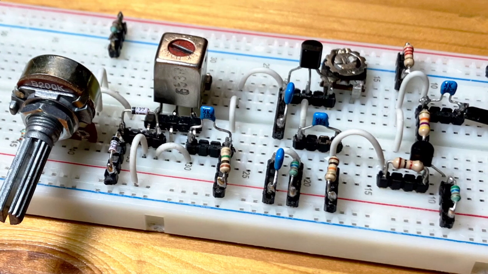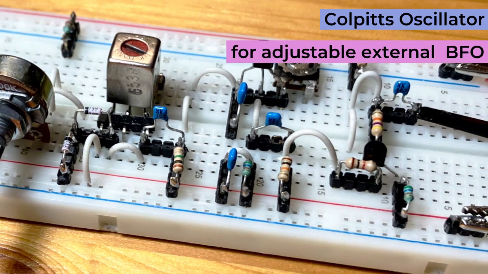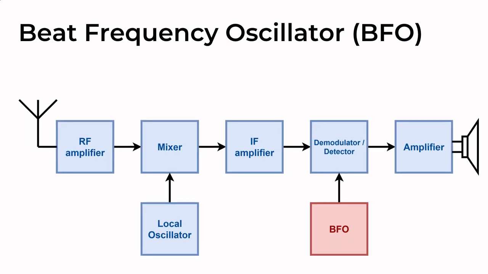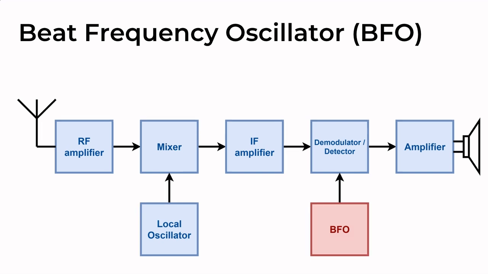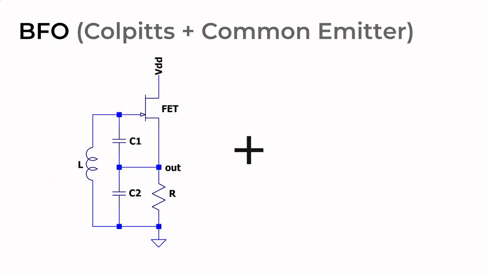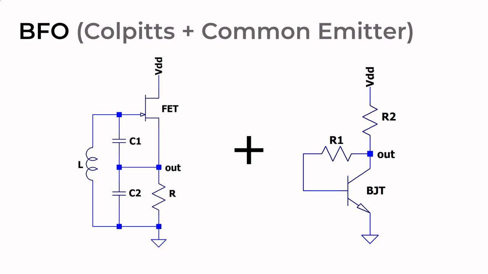In this video, we'll examine a Colpitts oscillator that can operate as an adjustable BFO for SSB reception. The BFO is a beat frequency oscillator that can be used to receive SSB signals in a radio. My oscillator circuit has two main parts. The first part is a Colpitts oscillator with varicap diodes for frequency adjusting. The second stage is a simple common emitter amplifier that provides gain reserve and signal decoupling.